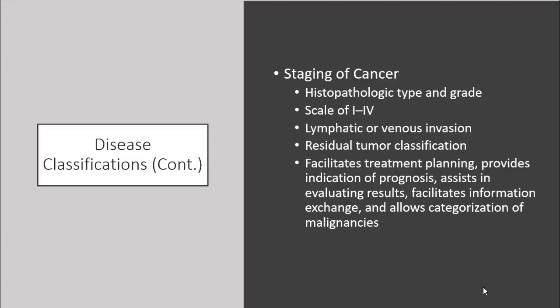For staging of cancer, we look at the type and the grade, and we rate it from 1 to 4. We look for lymphatic or venous invasion. We look at the residual tumor classification, and we look at the facility treatment planning. It's usually a tumor board, and everyone comes together, from pathology to radiation therapy to radiology to all the people who administer the chemo. It's a big deal.